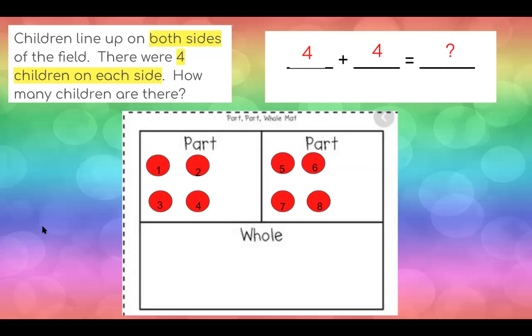Help me count how many children there are in all. 1, 2, 3, 4, 5, 6, 7, 8. 4 plus 4 equals 8. 4 on this part and 4 on this part put together make 8. Read the equation with me. 4 plus 4 equals 8.